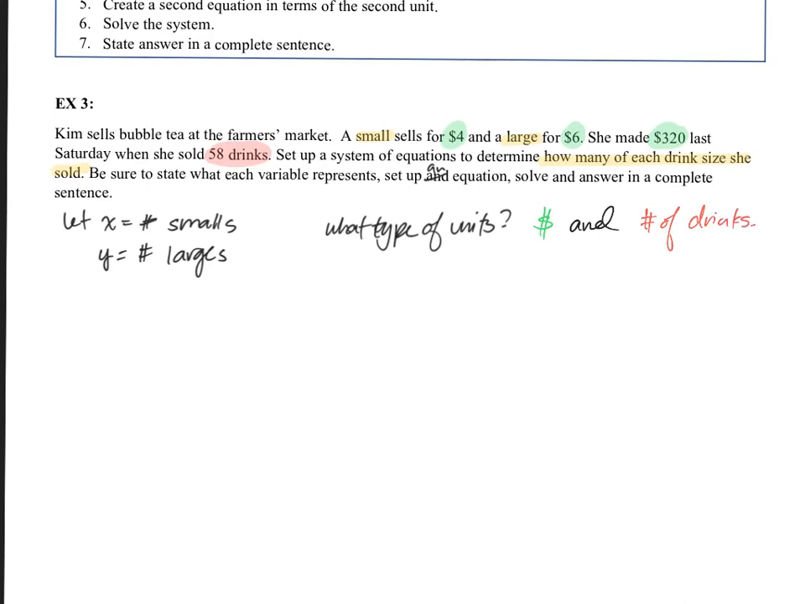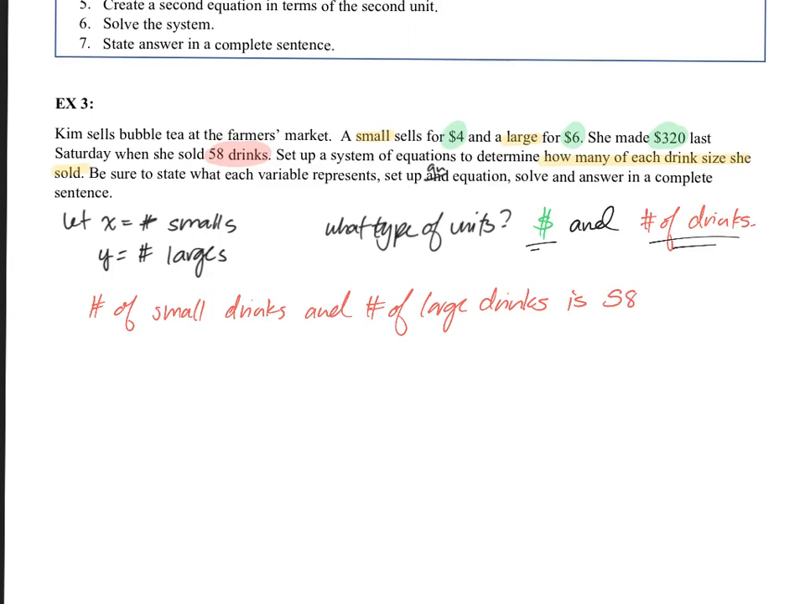Okay, so let's go ahead and try to set up two equations. One in terms of dollars, and the other in terms of number of drinks. Let's go with the number of drinks first. So we know that the number of small drinks and the number of large drinks is 58. We know this.